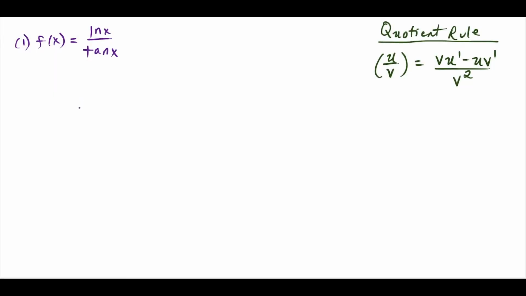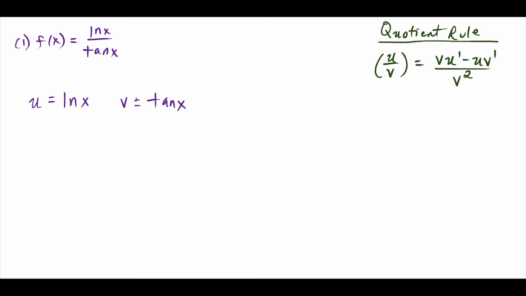So for question 1, we want to take the derivative of f of x, and we have natural log x over tangent x. Now, when you're new to quotient rule, I highly recommend that you define u and v and use the formula here for finding the derivative. So u is always going to be your numerator function, and in this case, u is equal to natural log x. And then the denominator function v we could call tangent x.